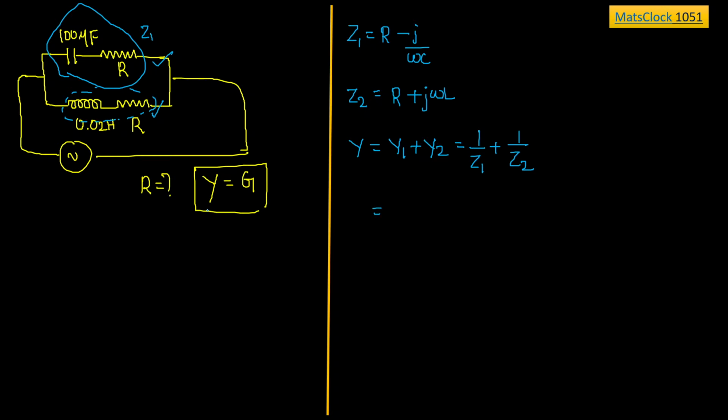Yes, sir. What is the value of Z1? We have calculated just now. Substitute that value. This can be written as 1 upon R minus j upon omega C plus second one can be written as 1 upon R plus j omega L.